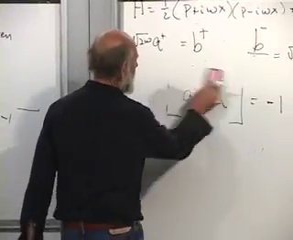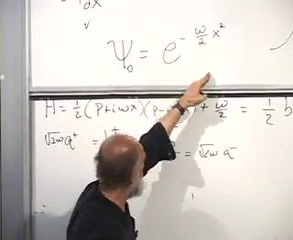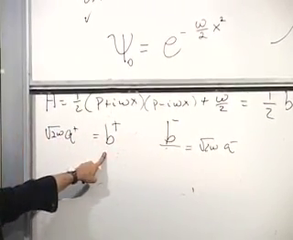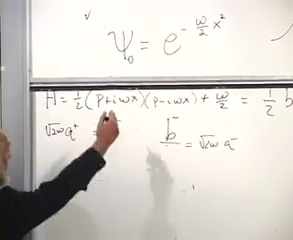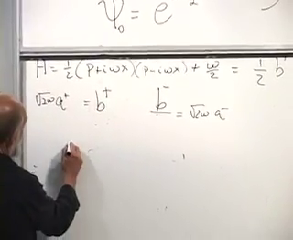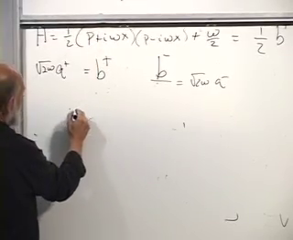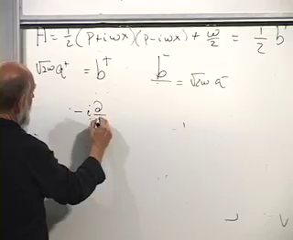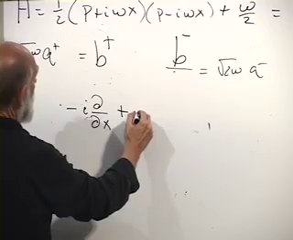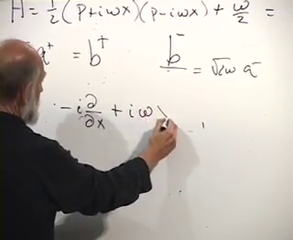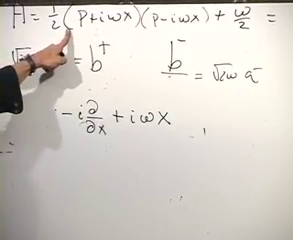So let's then take the ground state, e to the minus omega over 2 x squared, and hit it with B plus. We should find the next energy level. Let's see what the wave function looks like. B plus is minus i d by dx plus i omega x, where I've used minus i d by dx for P.